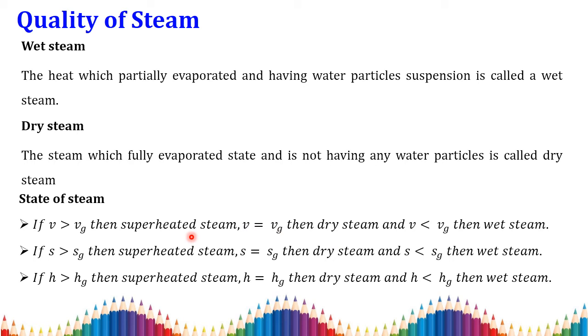So how can we find out these three different types of steam quality? If the given specific volume is greater than the saturated specific volume, then the steam is superheated. If the given specific volume is equal to the saturated specific volume, then the steam is dry. If the given specific volume is lesser than the saturated specific volume, then the steam is wet. All these cases apply in the same way to entropy and enthalpy.